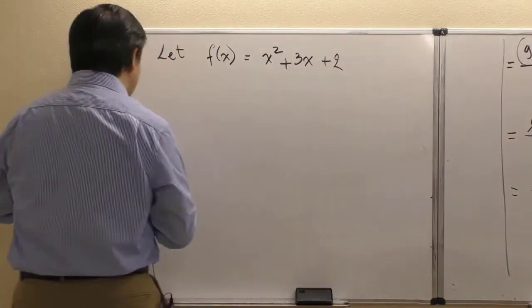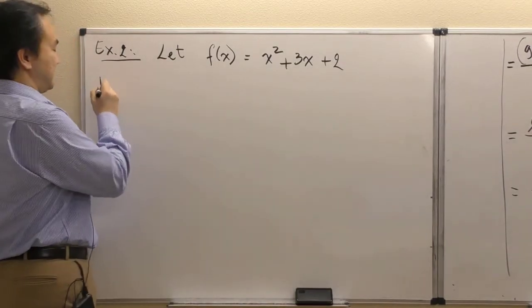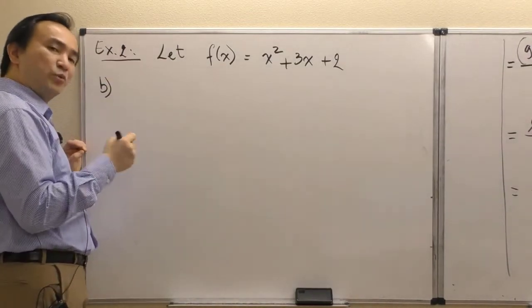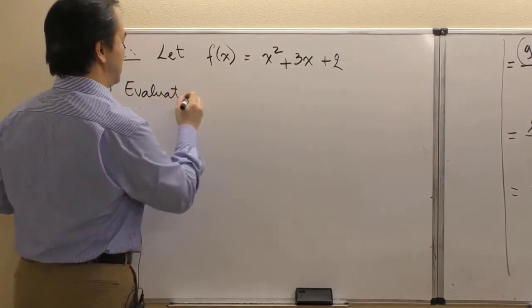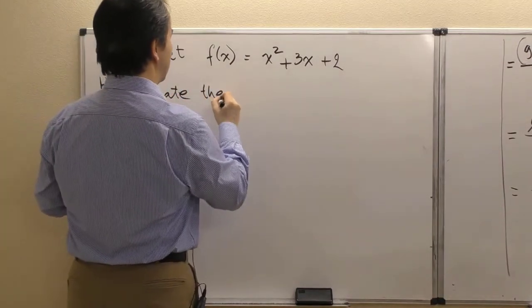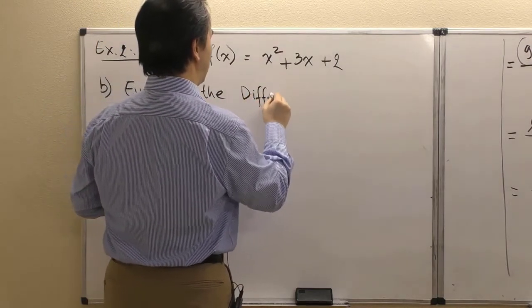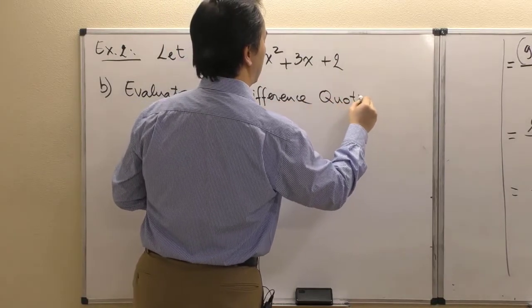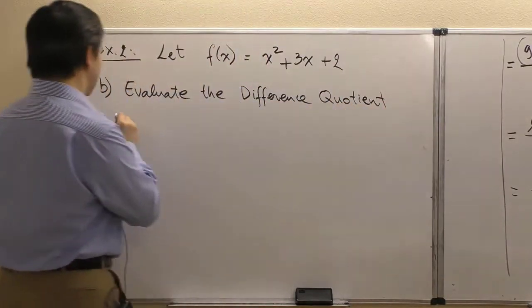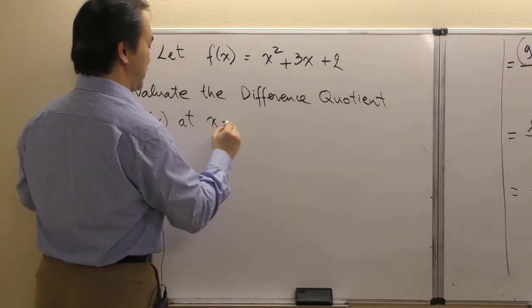Once we simplified, here's the next step. And this time I really mean to evaluate. So now evaluate the difference quotient of f of x at x equals 3.